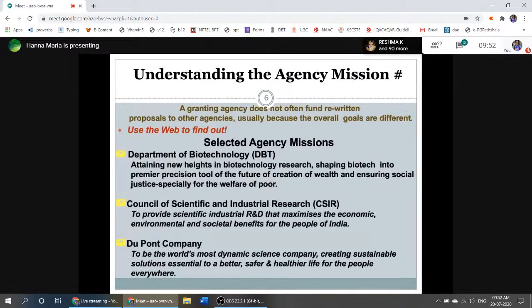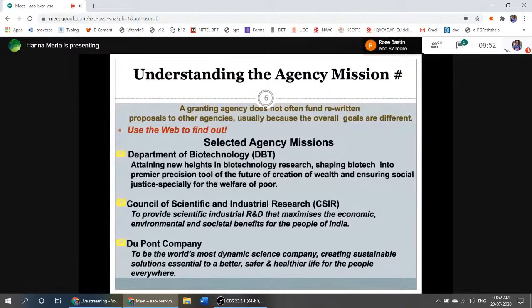Again, understanding the agency mission, understanding the funding agency. I have given some examples. Department of Biotechnology in the country, they give funding only for bio-related projects. Council of Scientific and Industrial Research, CSIR, they fund industrial R&D projects.